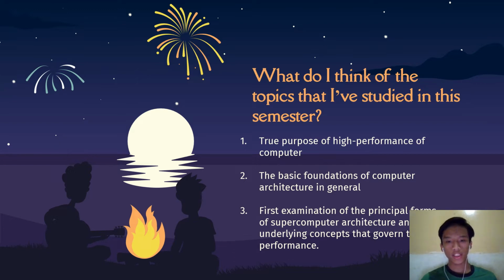This chapter introduced the basic foundation of computer architecture in general and for high-performance computer systems in particular. It is here, at the structural and logical level, that parallelism of operation in its many forms and sizes is first presented. This chapter also provides the first examination of the principal forms of supercomputer architecture and the underlying concepts that govern their performance.